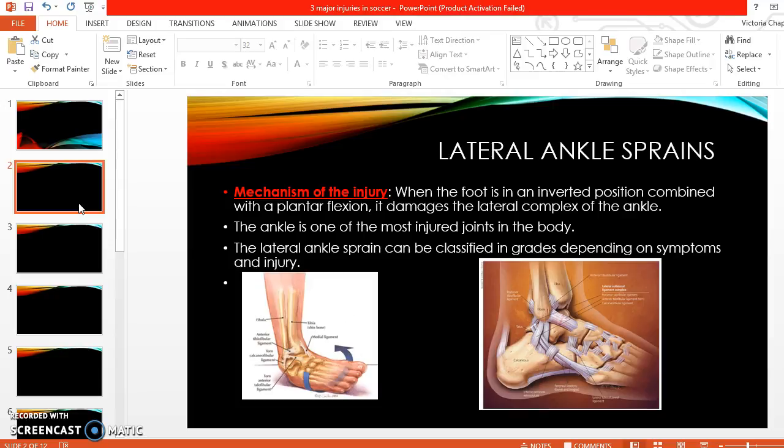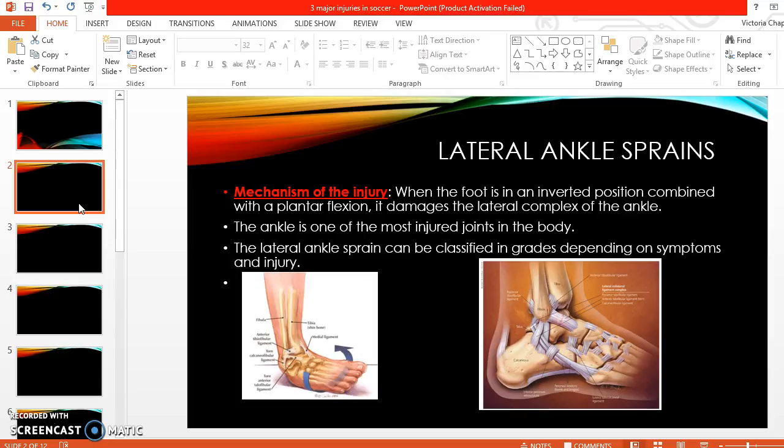The mechanism of the injury is when the foot is in an inverted position combined with plantar flexion, and it damages the lateral complex of the ankle. The ankle is one of the most injured joints in the body, not just for soccer, and the lateral ankle sprain can be classified in grades depending on the symptoms as well.